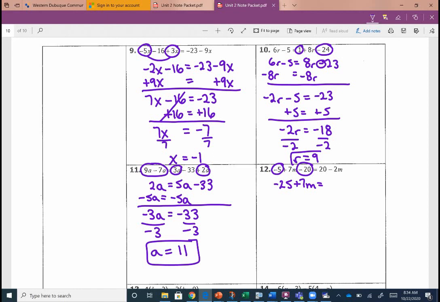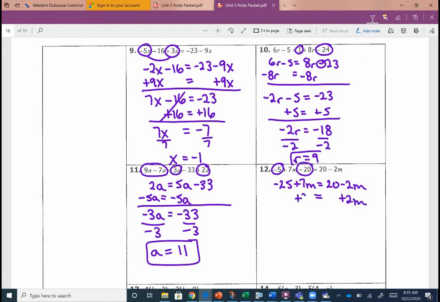All right. And then over on the right side, I have a 20 and a minus 2m. They don't both have m's or not have m's, so I can't put them together. I know a lot of you like your variable to stay on the left. So if I want my variable to be on the left, I don't move the one on the left. I'm going to leave it there. Move the piece that's on the right. So I'm going to move the negative 2m by adding it.